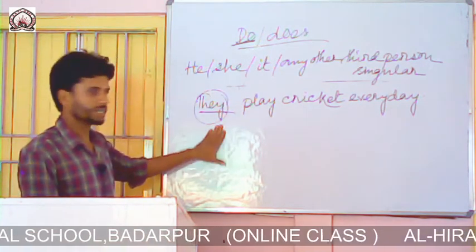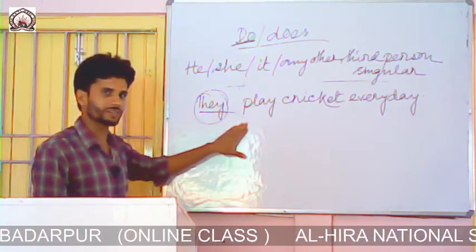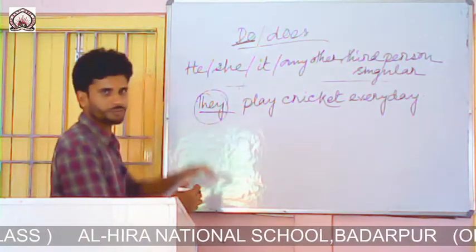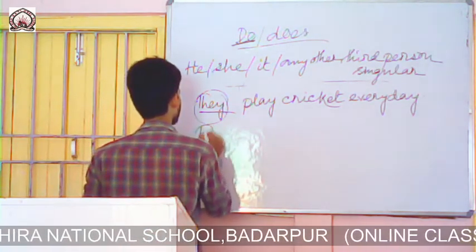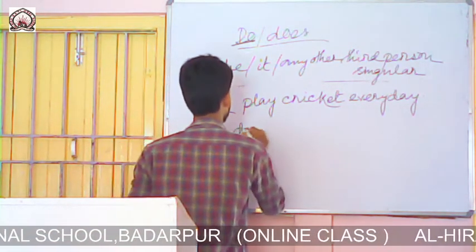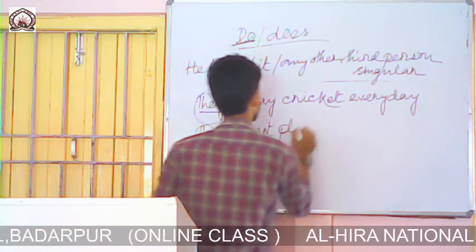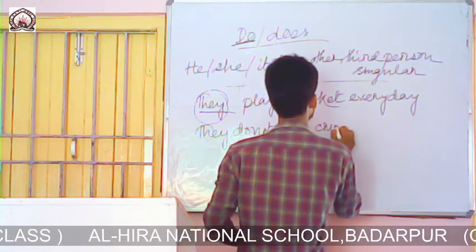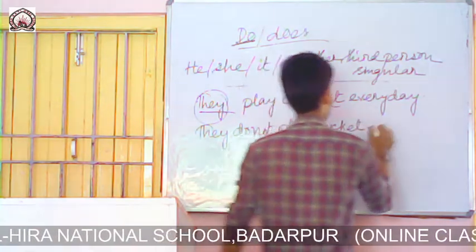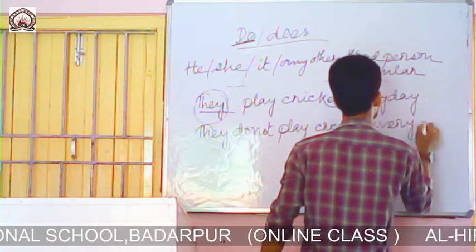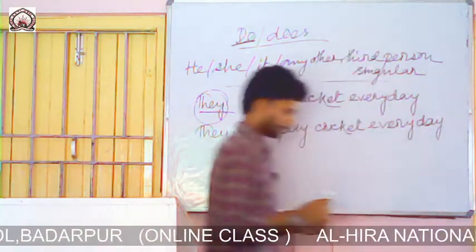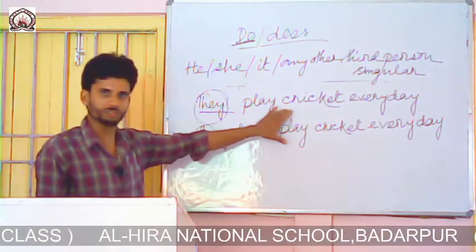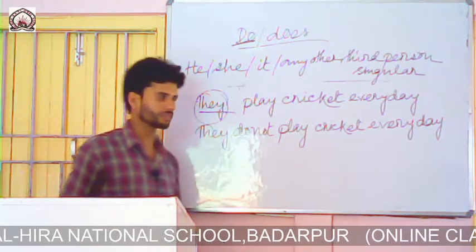So here the negative form of this sentence, this is a positive sentence, it is an affirmative sentence. The negative form of this sentence will be they do not play cricket every day. Now it has become a negative sentence. This was positive, now this has become a negative sentence.